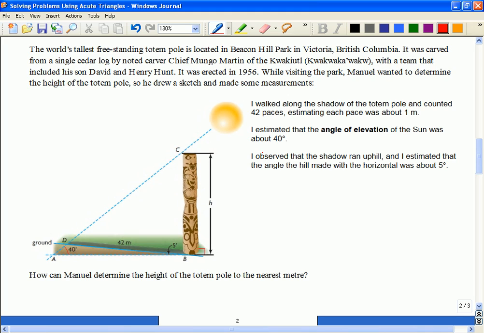Did we see this in Victoria? I can't remember. We saw a totem pole, but not that. Beacon Hill Park. No. You feel so cheated now, don't you? Well, thanks a lot. It was carved from a single cedar log.